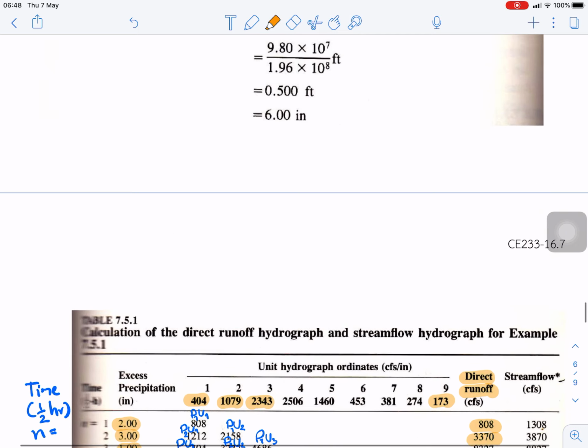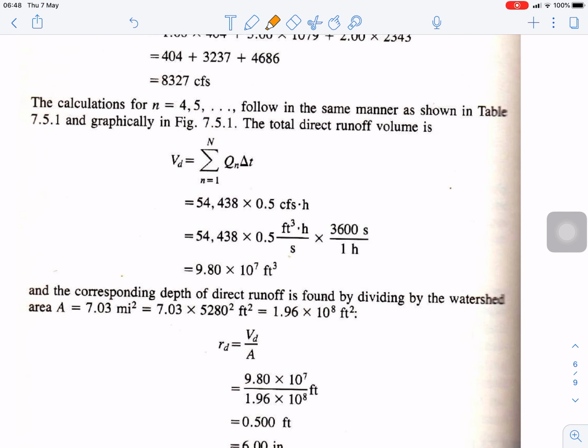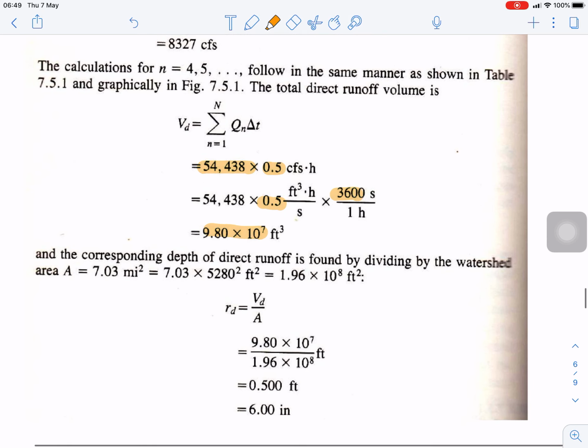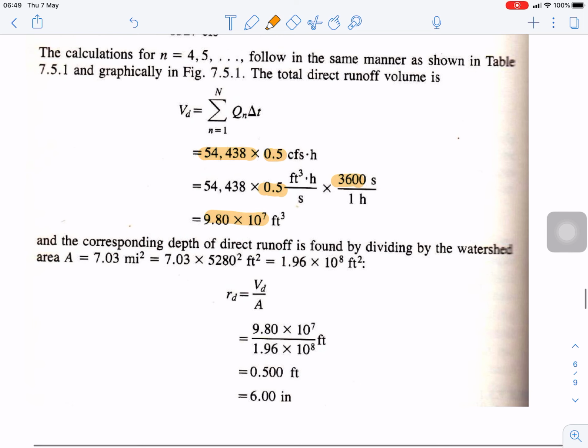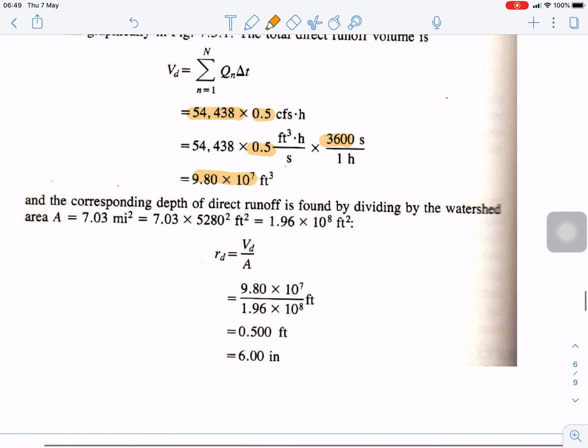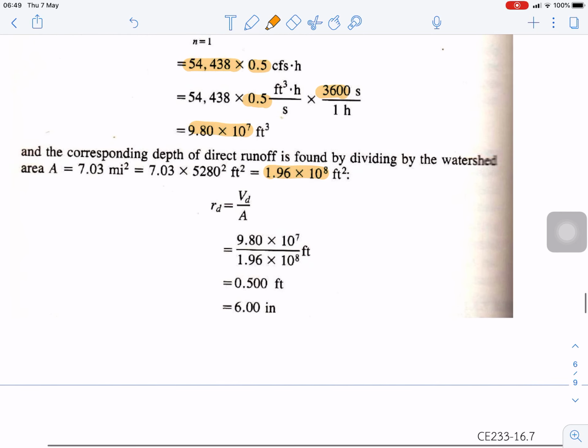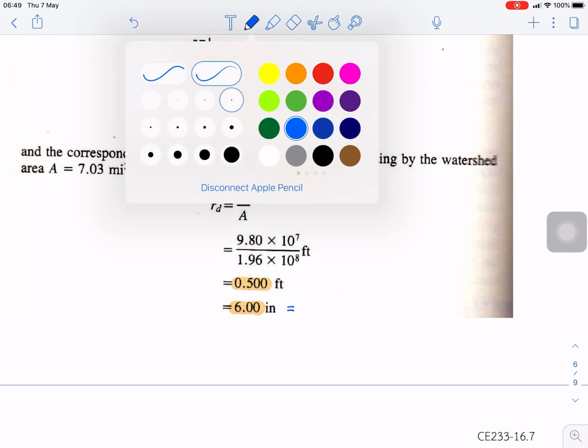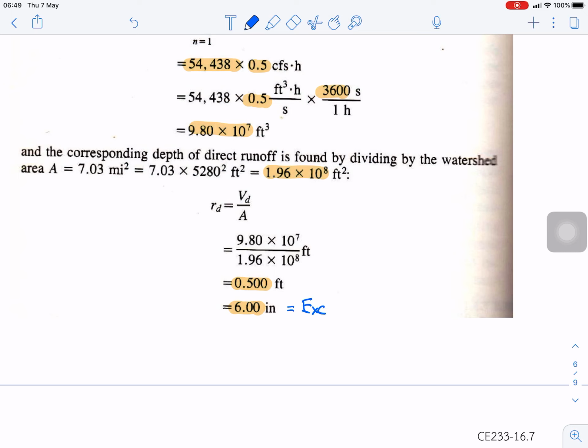And next we check the depth of the flow. From the 54,000 multiplied by the time step, 0.5 times 3,600, we got the volume of the flow, which is 9.8 times 10 to the power 7 cubic feet. We divide by the area, 1.96 times 10 to the power 8 square feet. So we got 0.5 feet or 6 inches. So it's equal to the excess rainfall. So our solution is correct.